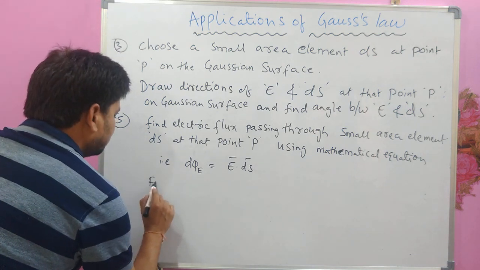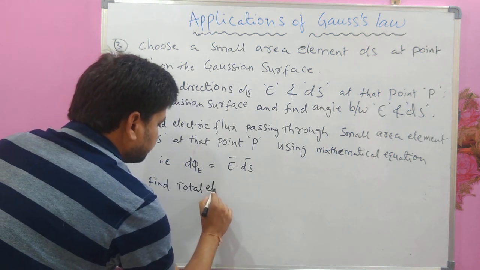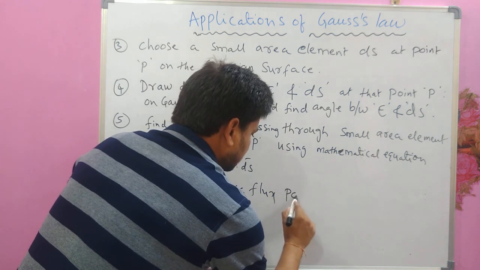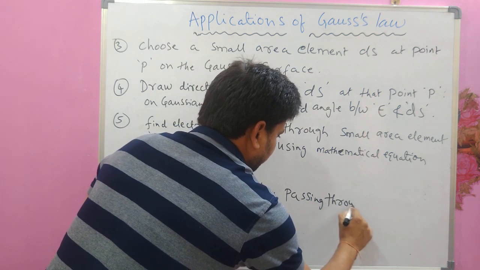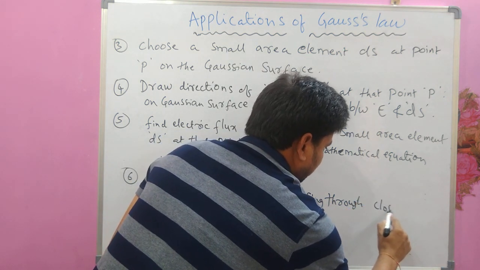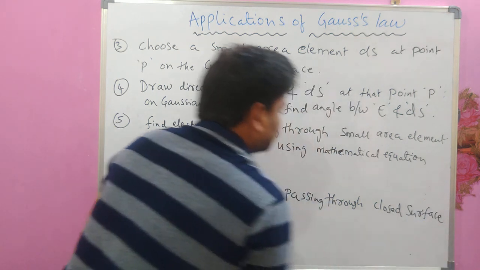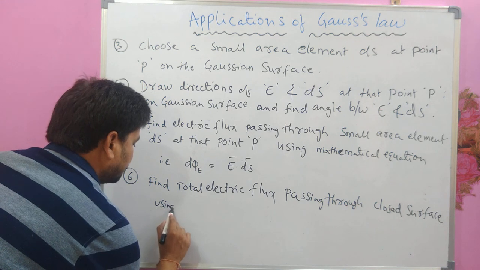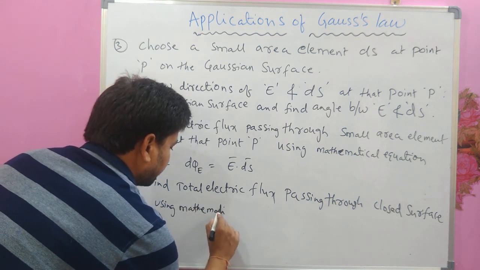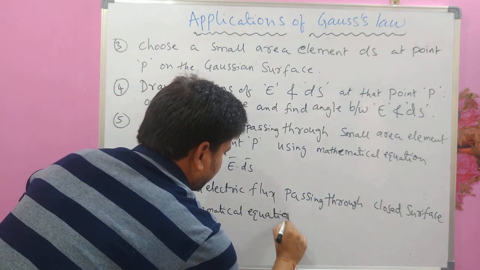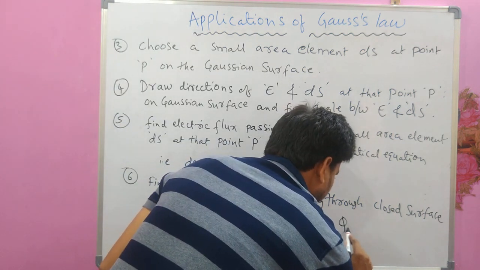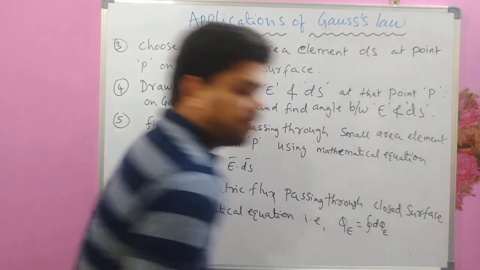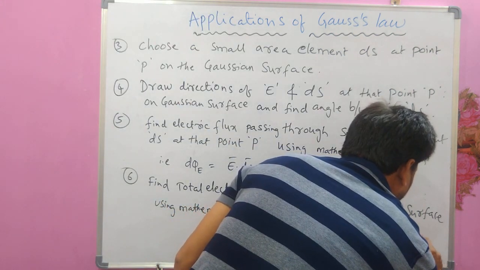Then find the total electric flux. Point number 6: find the total electric flux passing through the Gaussian surface or closed surface, whatever, both are the same, using the mathematical equation, that is Φ_E, the total electric flux, equal to the integral of dΦ_E, which is equal to the integral of E dot ds.